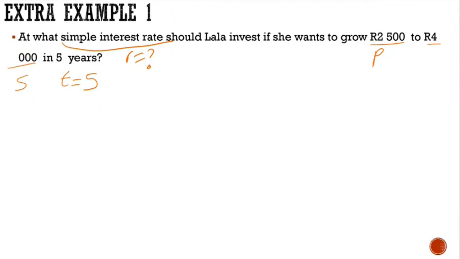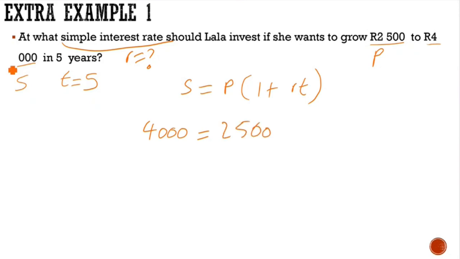It's just to go and substitute everything, and then you're going to have S is equal to P into 1 plus RT. Your S is equal to 4,000, which is equal to your P, 2,500, times 1 plus your R, which you don't know, and your T is 5. So here you simplify, it's just mathematical.